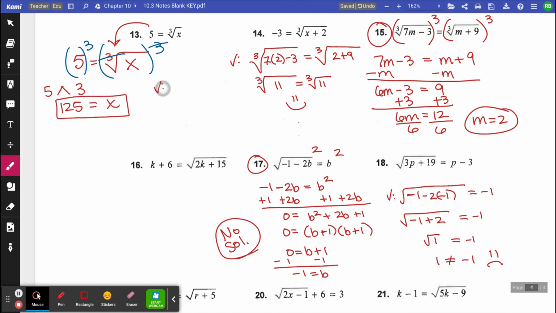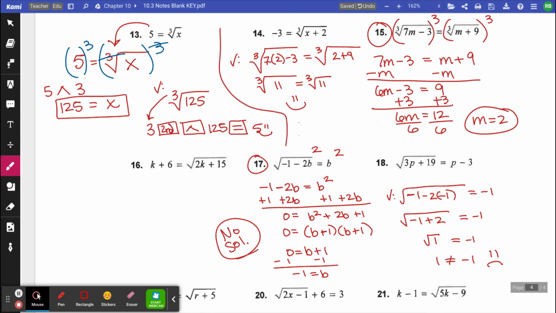To check it, if you wanted to check and find the cube root of 125 in your calculator, remember you put that 3 in to signify that you have a cube root. Then you would do second, the caret symbol, and then type in the radicand, 125, equals, and you end up getting 5, which is what we wanted.